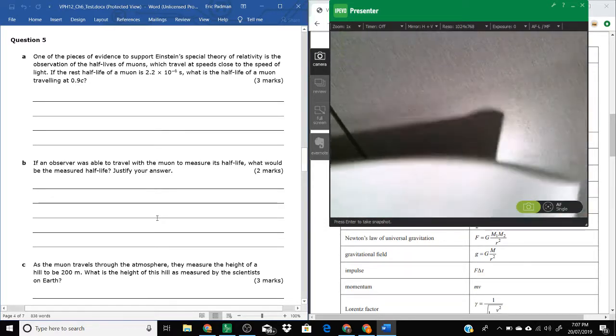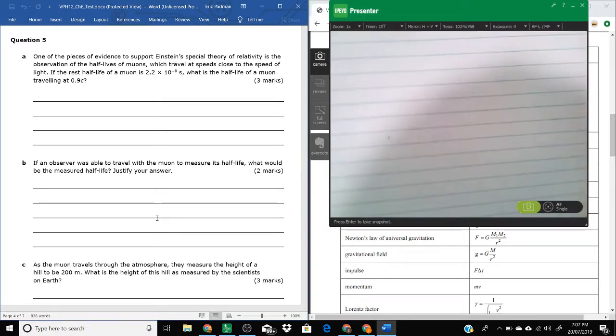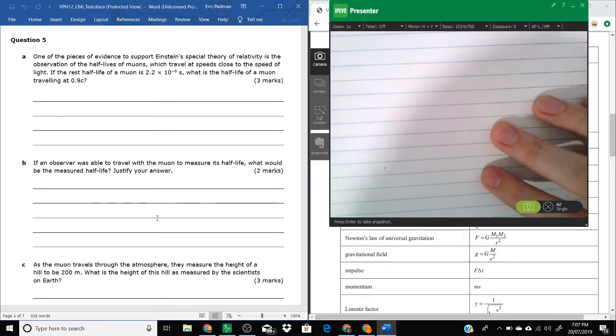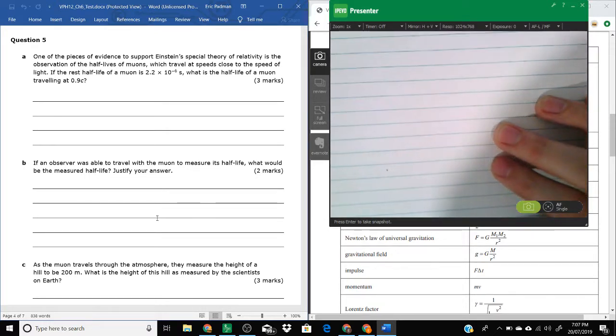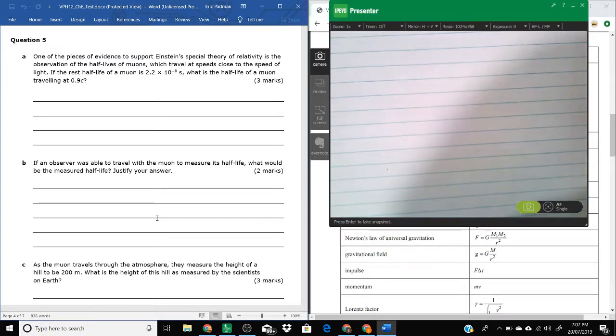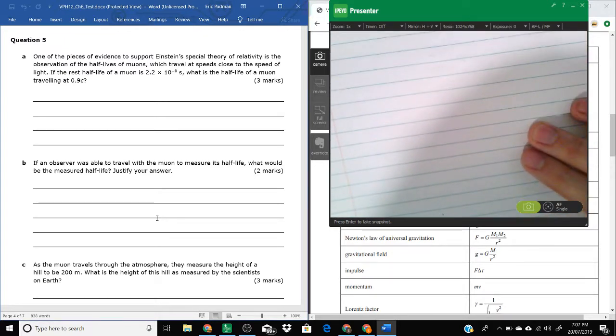One of the evidences to support Einstein's special theory of relativity is observation of half-life of muons, which travel at speeds close to the speed of light. If the rest half-life of a muon is 2.2 times 10 to the minus 6 seconds, what is the half-life of a muon traveling at 0.9 c?